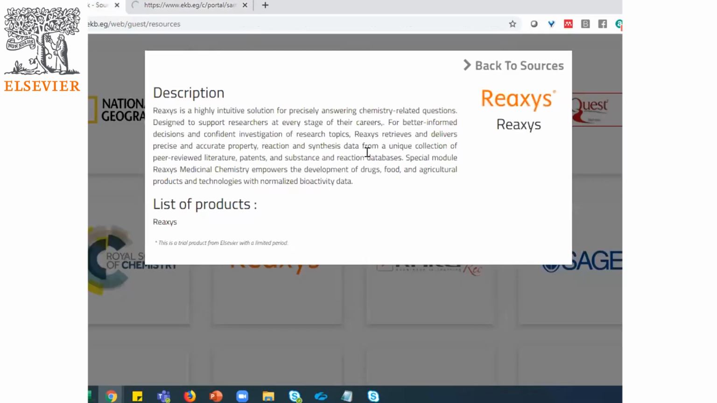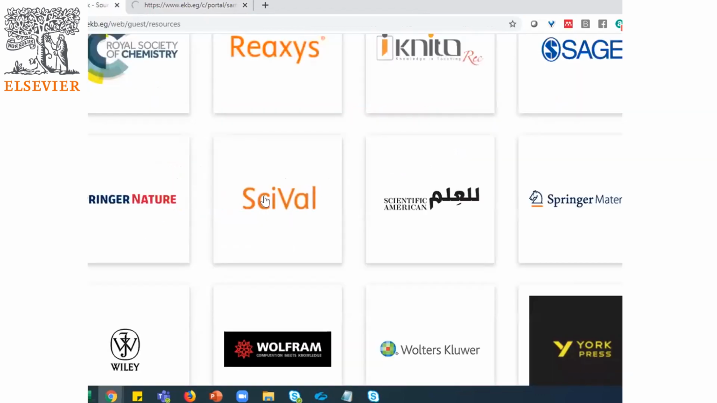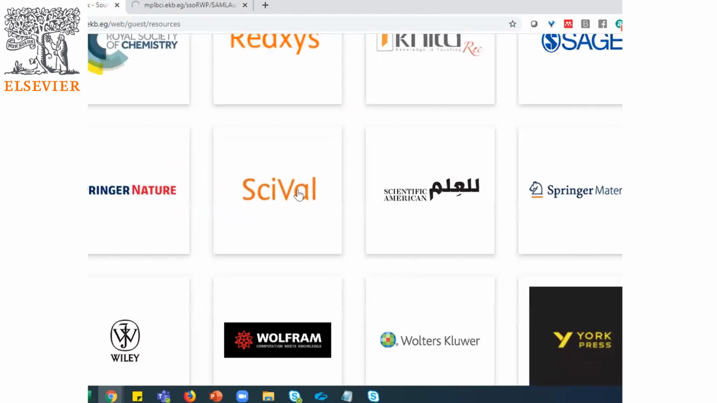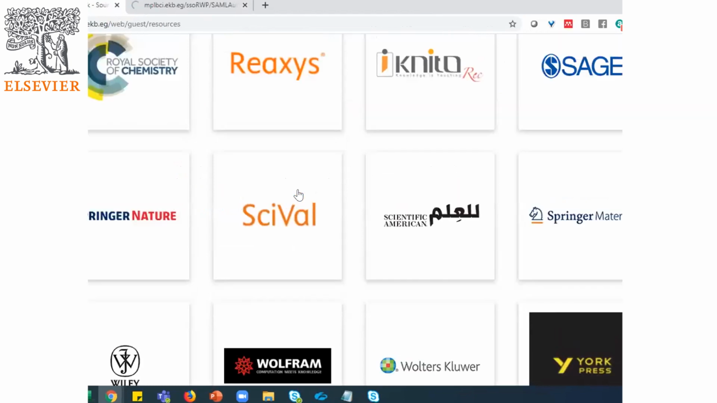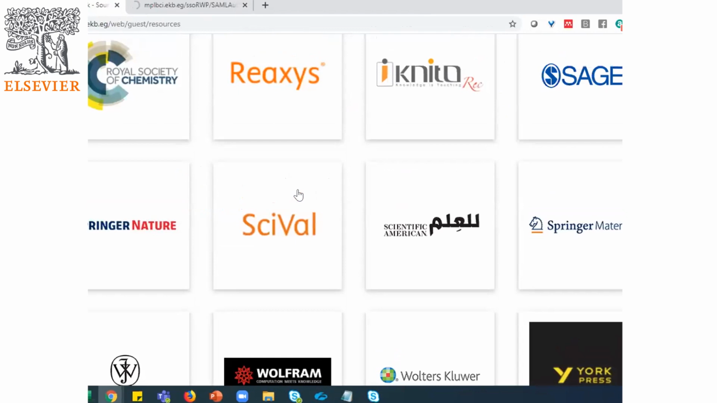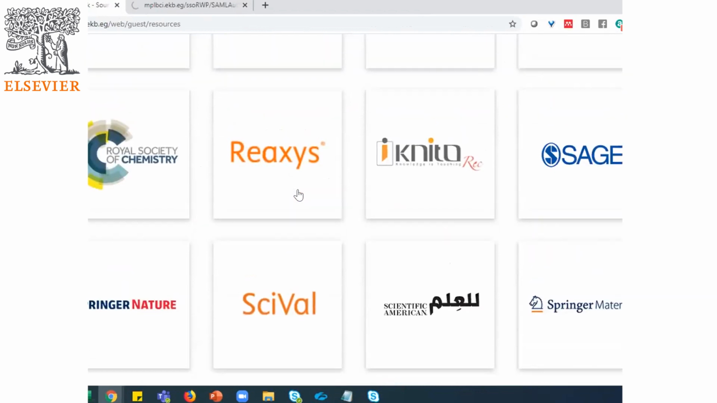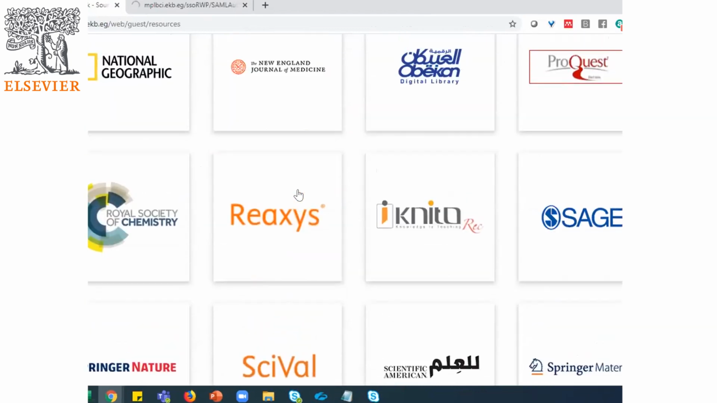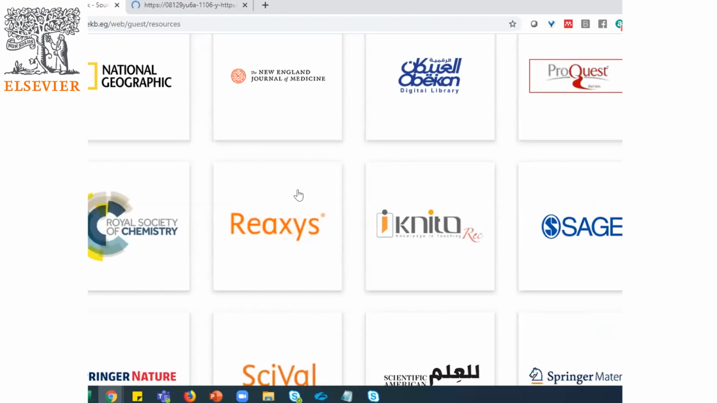Also, one of the exceptions that are not on the same page here on EKB is SciVal, which is accessible only to researcher accounts. SciVal is not accessible to reader accounts. However, with the current setup, reader accounts can access Reaxys and Novel and Embase and all Elsevier solutions listed under Elsevier here.